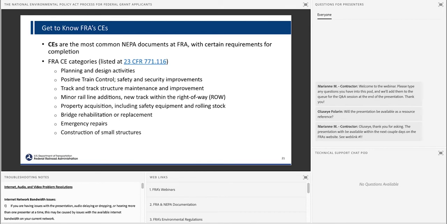Minor rail line additions or track structure maintenance and improvement, that's like track rehab or replacement. Minor rail line additions, new track within the right-of-way. Property acquisition, including safety equipment and rolling stock. Bridge rehabilitation or replacement. Emergency repairs and the construction of small structures. These are all some common examples of types of projects that we see that are categorically excluded.